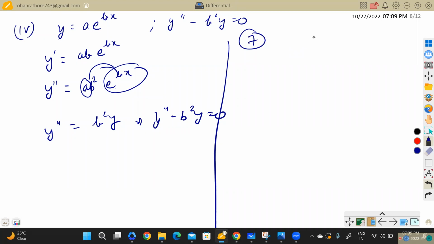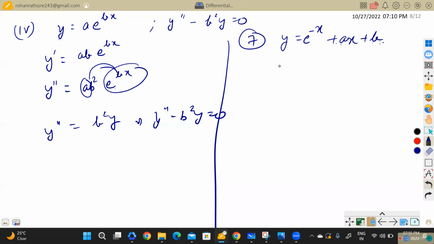So 7.1 says that y is e raised to the power minus x plus ax plus b, and we have to form a differential equation. Okay, so there are two arbitrary constants here. We can see a and b. So we're going to differentiate this value of y twice.